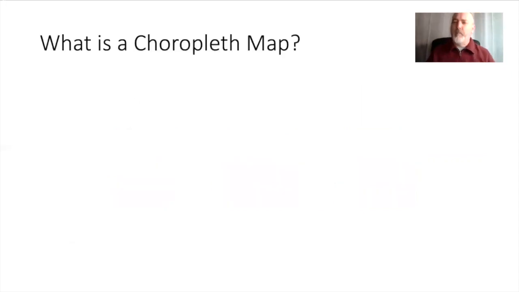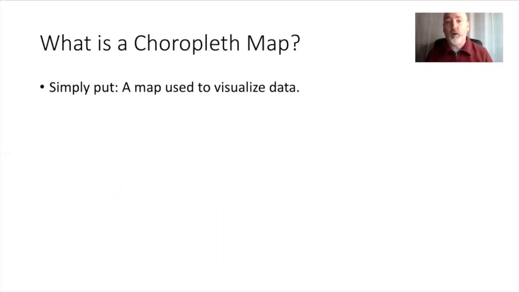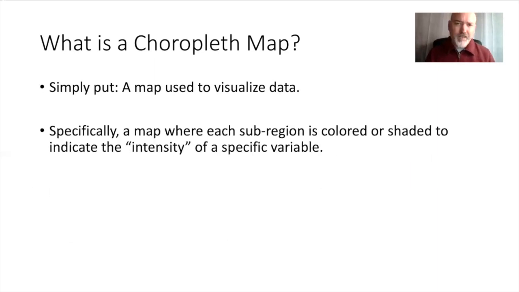So, slightly more specifically, in terms of vocabulary, right? A choropleth map, simply put, is a map used to visualize data. And once you have this in your toolkit, it's going to come up a lot and be really useful to spice up your paper, your report, whatever it is that you're working on. Like I said, a better definition: a map where each sub-region is colored or shaded to indicate the intensity of a given variable.